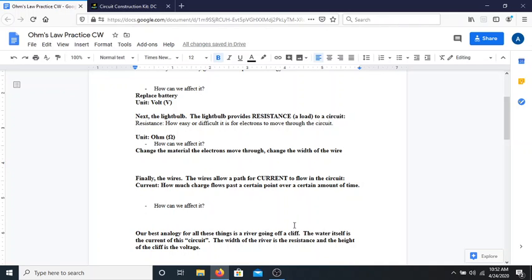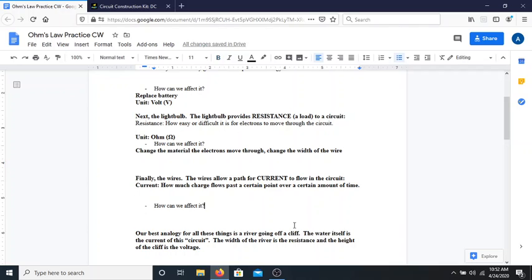And if I have a high current, that means I have a lot of water going by me in a certain amount of time, which can look like two different ways. It can either look like a lot of electrons moving kind of slowly, or it can look like a few electrons moving really quickly. But in either case, those are both high current.